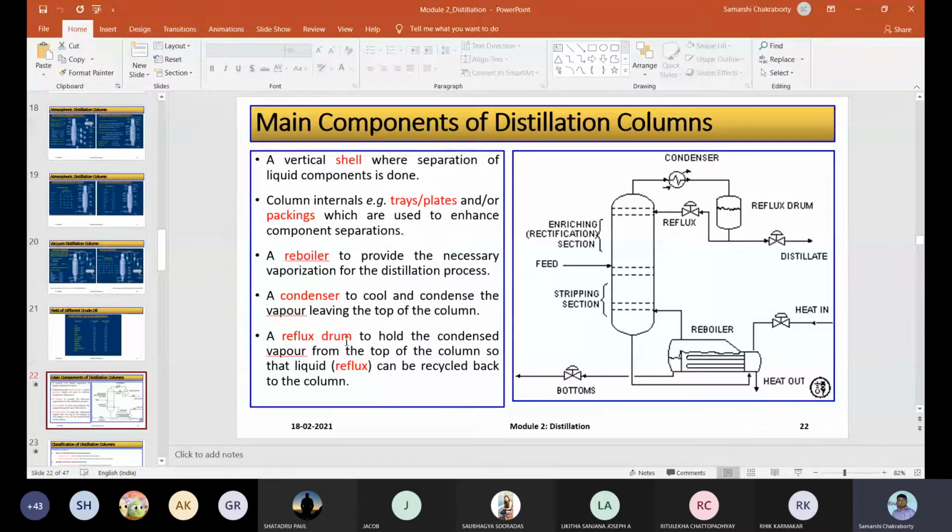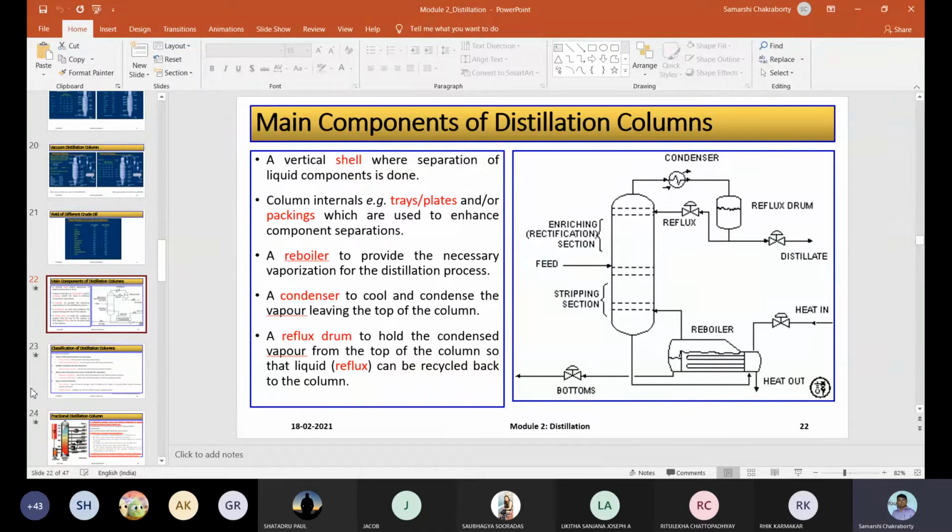Reflux drum to hold the condensed vapor from the top of the column, so that liquid can be recycled back to the column. So you can actually store a certain amount of liquid depending on how much reflux you want to send. You have condensed it and stored it in the reflux drum; a part of it you can send back to the distillation column to enhance the vapor-liquid contact, and the remaining part you can take out as a distillate.